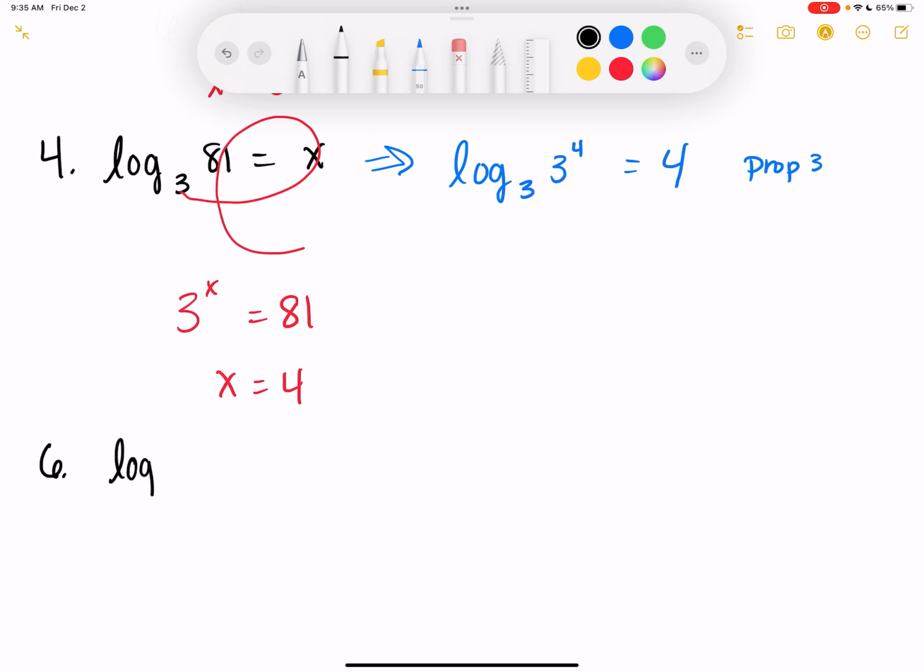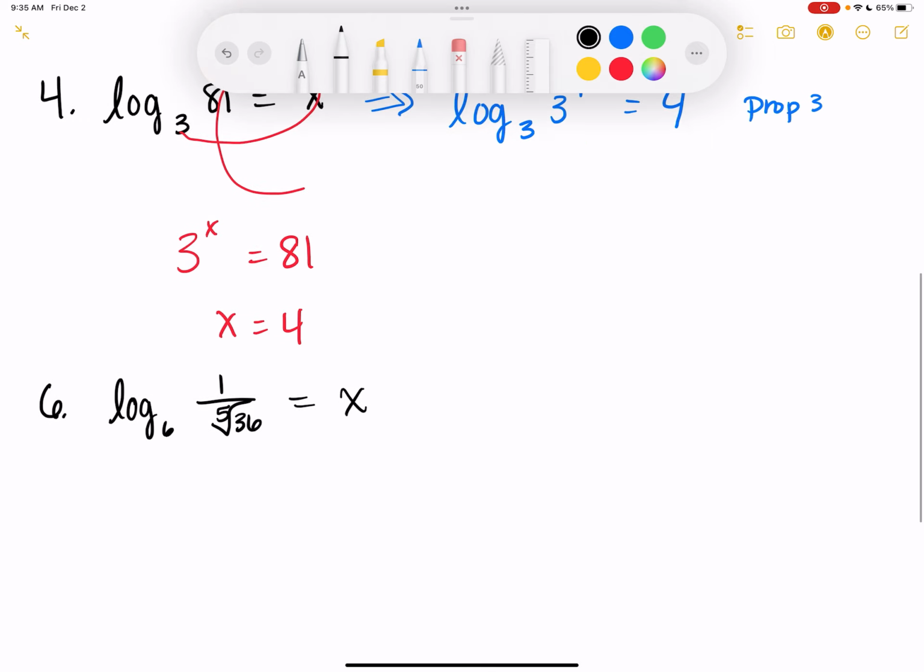Log base 6 of 1 over the 5th root of 36 is equal to x. I've never seen a 5th root before, and I hope I never again. All right, so this one you're going to just really have to track with me for a second, because I'm basically trying to rewrite it. I'm going to do the exponential method and show it to you. So we have 6 raised to the x is equal to 1 over the 5th root of 36.